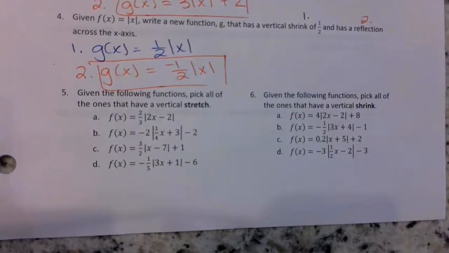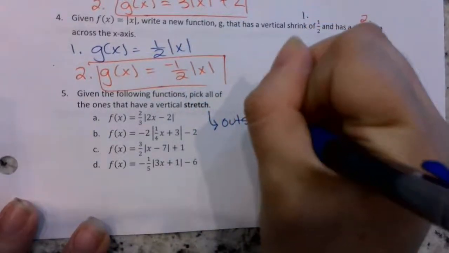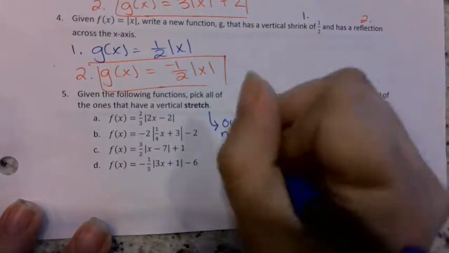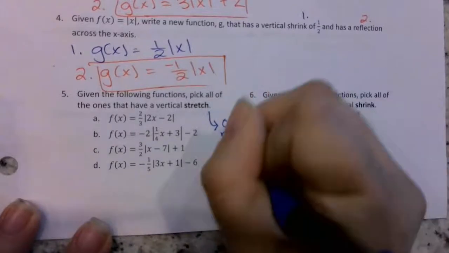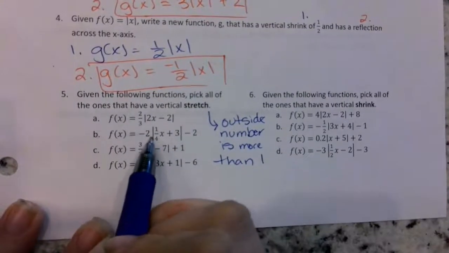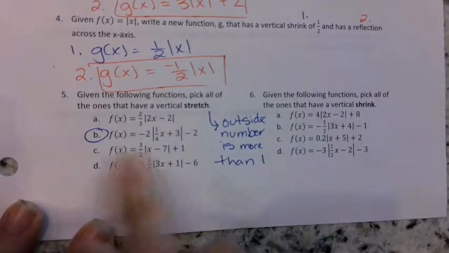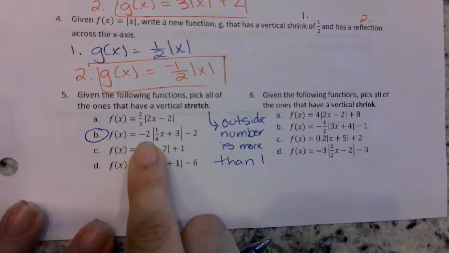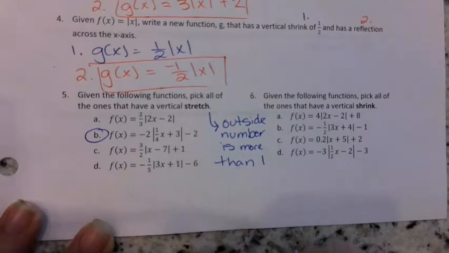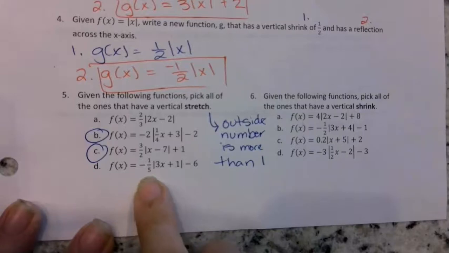Number 5 wants me to pick all the ones that have a vertical stretch. This means the outside number is more than 1. And by outside number, I mean the number in front of the absolute value. So 2/3 is not more than 1. This one is more than 1. I ignore negative signs when I'm looking for stretch, because negative in this context just tells me it reflects. Over here I have 3/2. 3/2 is more than 1 because if I was to divide, it'd give me 1.5. 1/5 is less than 1 because it gives me 0.20.